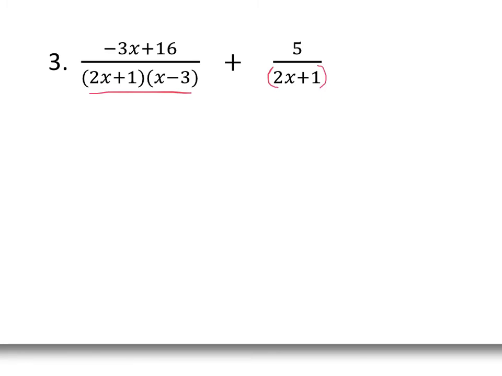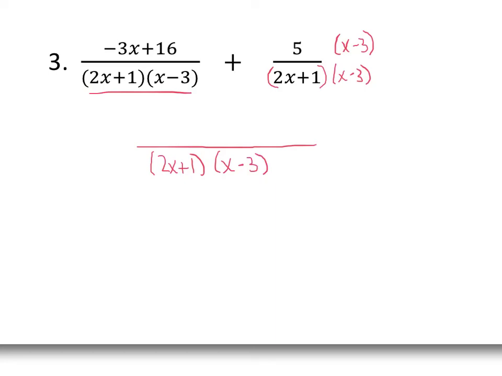So over here I need to put an x minus 3 on the bottom, and if I multiply it times the bottom, I have to multiply it on the top. And now let's go ahead and put it over one denominator. So my one denominator is going to be 2x plus 1 times x minus 3. On top, I'm going to have minus 3x, or negative 3x, plus 16. And then we have 5 times the x minus 3, so let's distribute that. So plus 5x, and then minus 15, because I'd have 5 times negative 3, which is a negative 15.